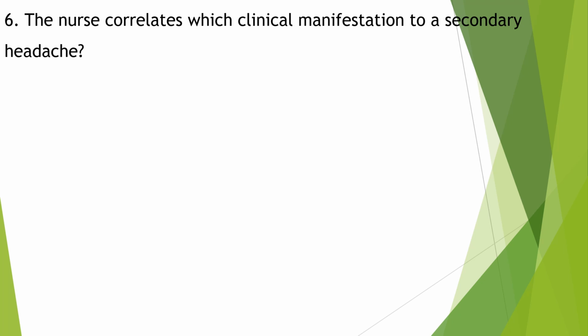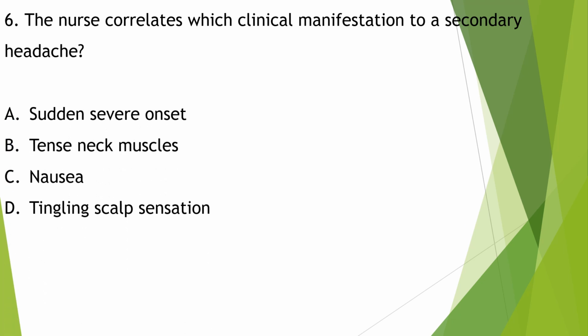The nurse correlates which clinical manifestation to a secondary headache: sudden severe onset, tense neck muscles, nausea, tingling scalp sensation? Secondary headaches are caused by an underlying pathology such as infection, neoplasm, vascular abnormalities, drug-induced disorders or idiopathic cause, and typically they present with sudden onset of severe pain.